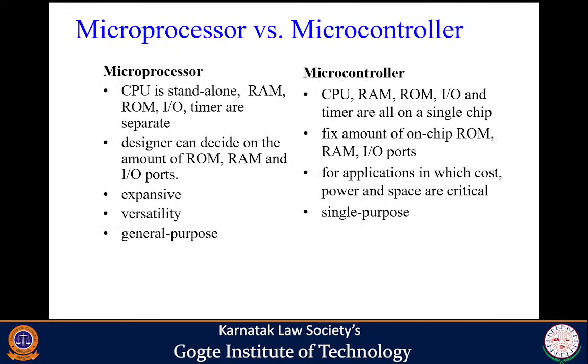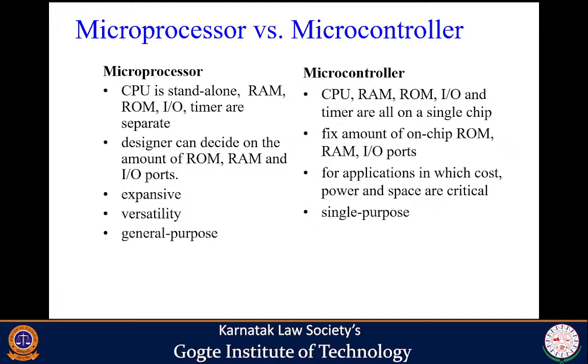So if you check the differences between a microprocessor and a microcontroller, your CPU is standalone in case of a microprocessor. RAM, ROM, and other peripherals are separate. Whereas in case of a microcontroller, they come on chip as a single chip. So in a microprocessor, the designer can decide the amount of RAM and ROM. Whereas in a microcontroller, it's a fixed amount of on-chip RAM and ROM.